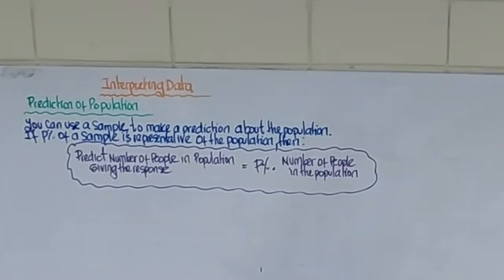The rating, right? So according to this situation, the prediction of the population, you can use a sample to make a prediction about the population. If P% of the sample is representative of the population, we have that formula for the prediction. Prediction will be equal to P% multiplied by the number of people in the population. It's simple. According to how many persons we have in one population, we can make a prediction.